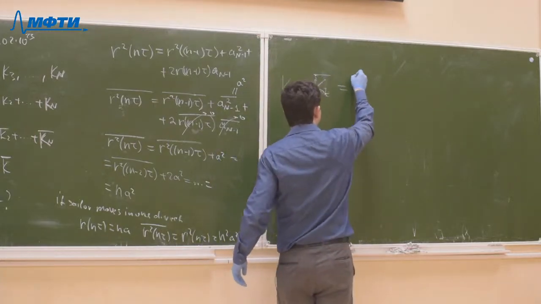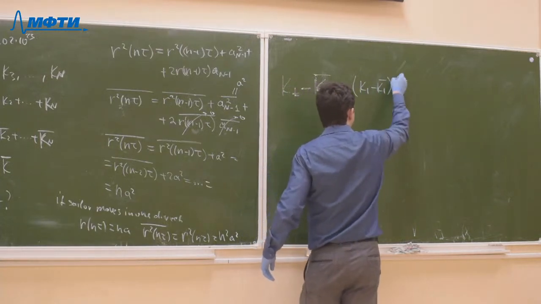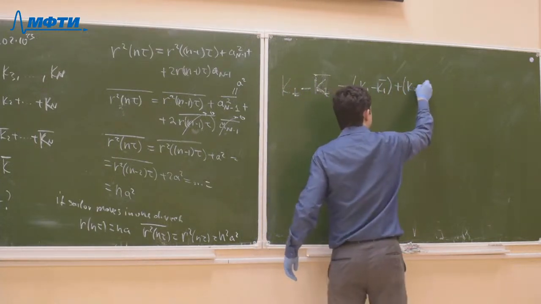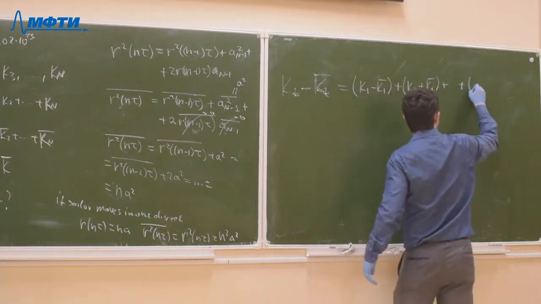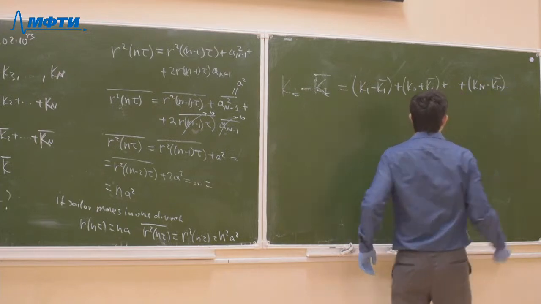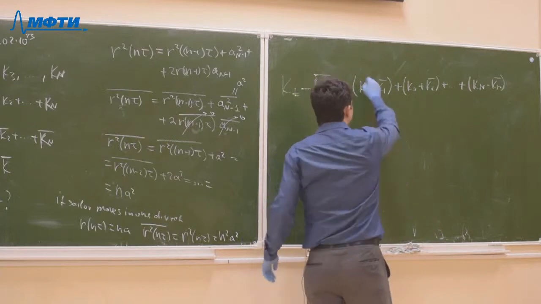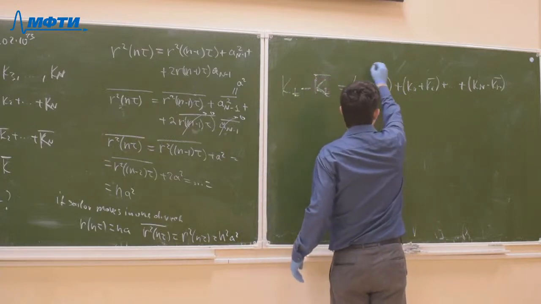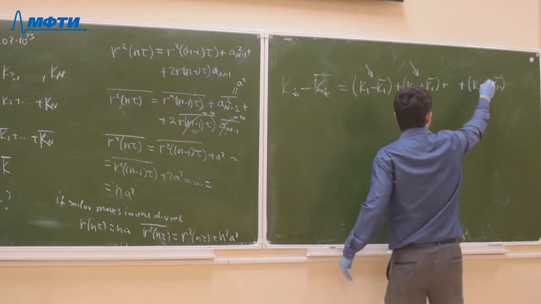is given by the following sum: K1 minus K1 average plus K2 minus K2 average plus so on and so forth plus Kn minus Kn average. And each of these quantities can be considered as steps of a drunk sailor.